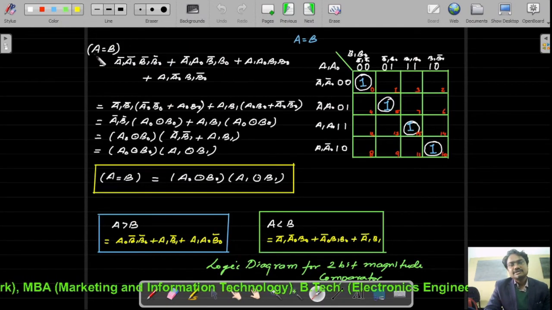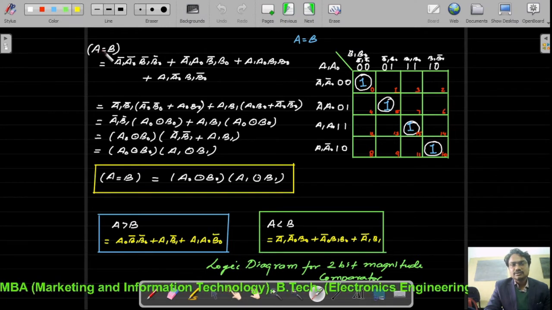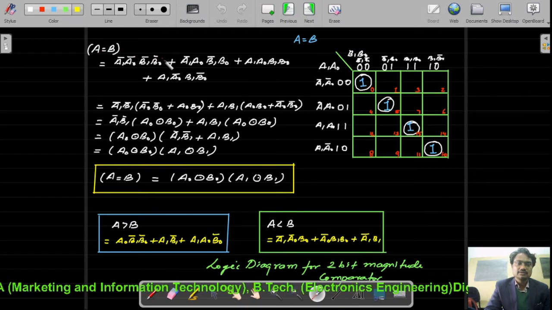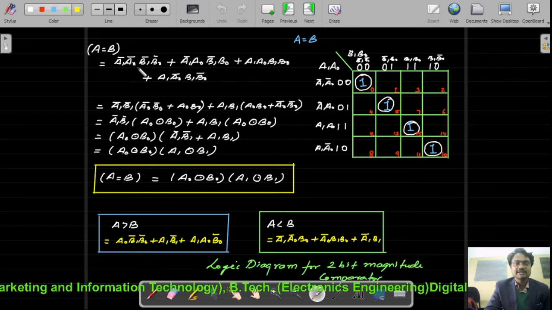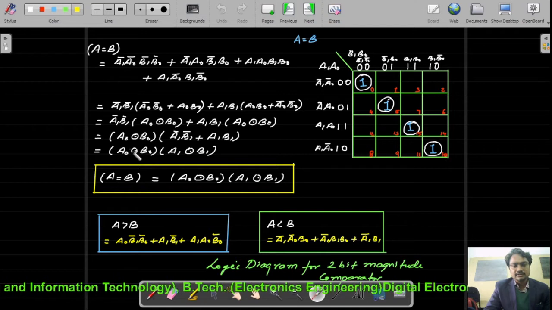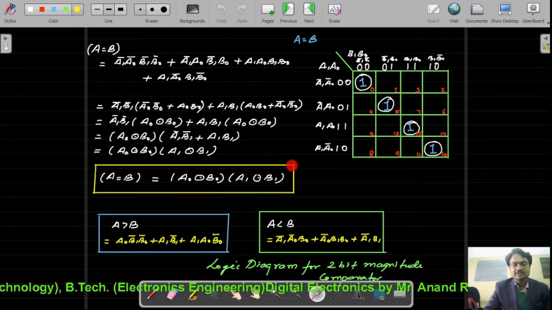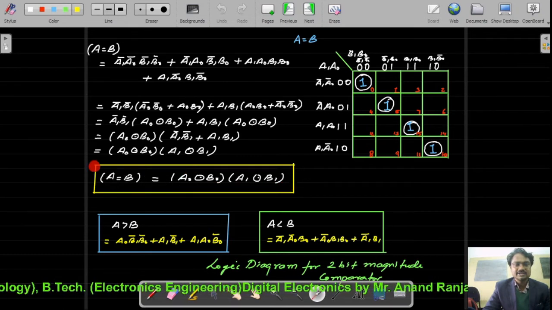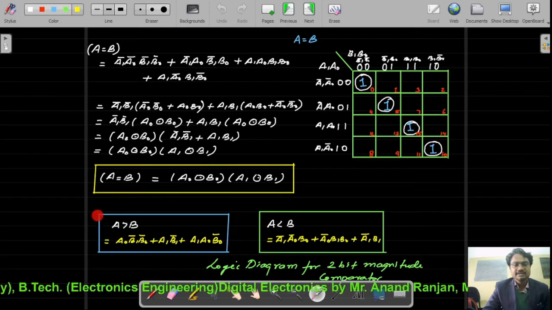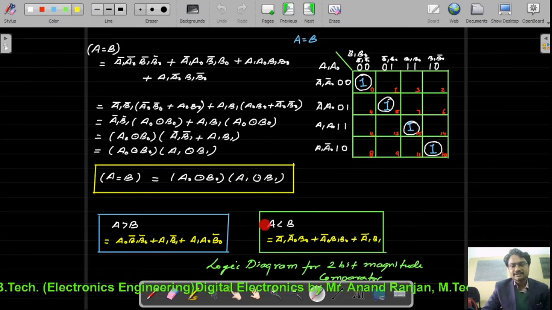Next, as we saw in the previous slide, the a is equal to b K-map is not able to simplify it, so we take the help of Boolean algebra. We take certain variables common, so we get this Boolean expression: a0 xnor b0, a1 xnor b1. In this manner we get all three simplified Boolean expressions of the 2-bit magnitude comparator, in which this expression is for a is equal to b, this is a less than b, and this is a greater than b.